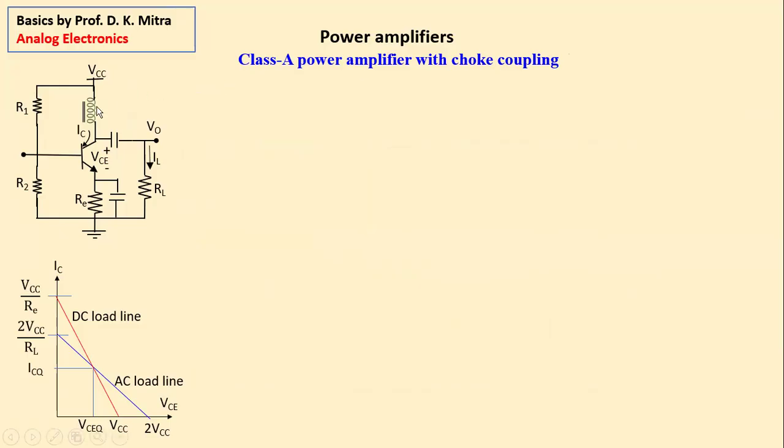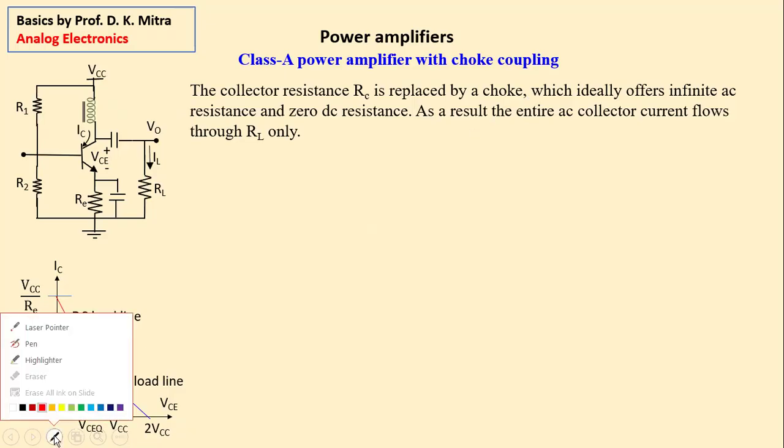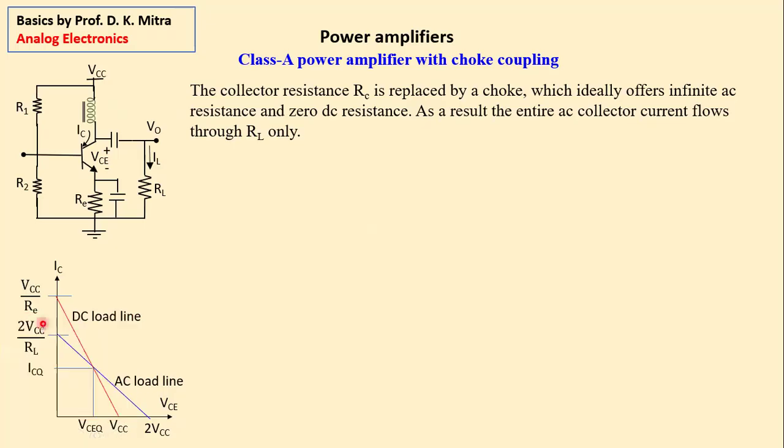Now this is a choke. Here the collector resistor RC is replaced by a choke. Now I hope you know what a choke is. I think you have heard the name choke also. To give you a practical example, you have seen tube lights. In the frame of a tube light, you must have observed there is a small steel box.